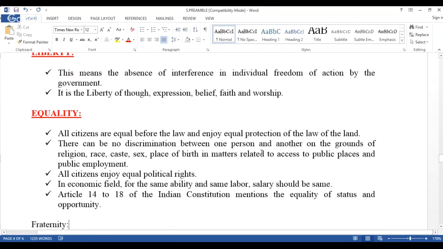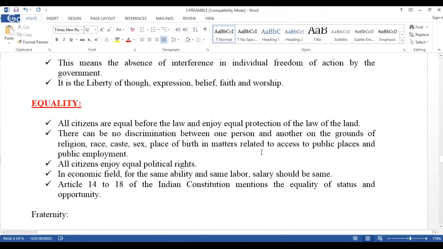Equality. The citizens are equal before the law and enjoy equal protection of the law of the land. There should be no discrimination between one person and the other on the grounds of religion, race, caste, sex, place of birth, in matters related to access to public places and public employment. Do you agree with me? The concept of equality and social justice are related to each other. Yes, definitely yes. Now you are understanding certain points. This will be elaborated during our course of discussion.